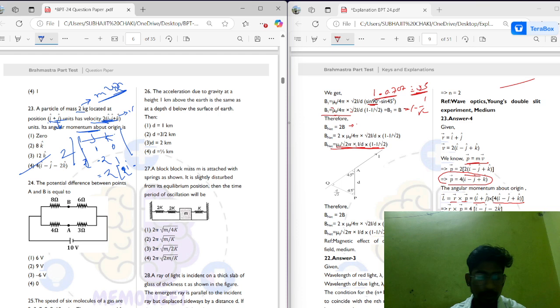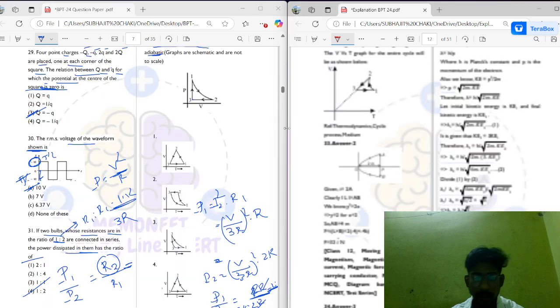So the VT graph for 1 to 2 will be a curve. For process 2 to 3, the pressure is constant, so V is proportional to T. V proportional to T means it is passing through the origin. Therefore, this is the only graph that is passing through the origin. Suppose this will be the graph.